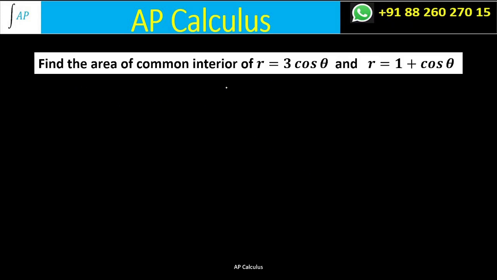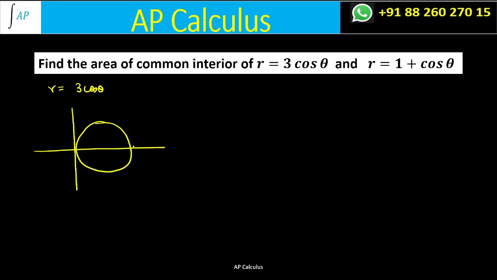So r equals 3 cosine theta. That is going to be a circle having a diameter of 3 and axis along the positive x-axis because it is the cosine. So this will be a circle for this, and this is 3 over here.